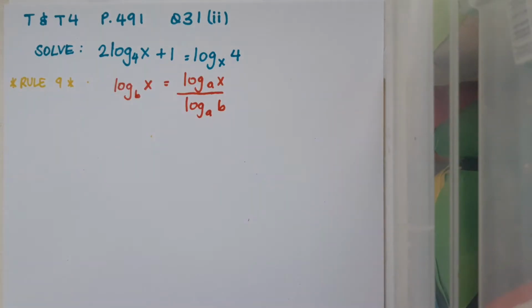And this rule, of course, is that I can change from log to the base b of x to log to the base a of x over log to the base a of b. Okay, so I'm going to choose the log to the base x of 4 to change.